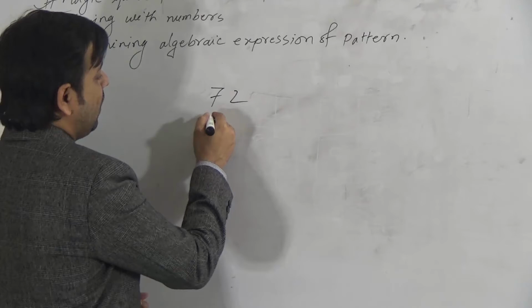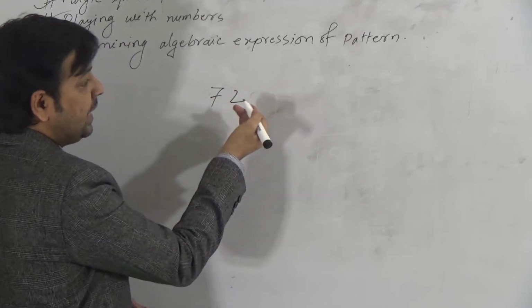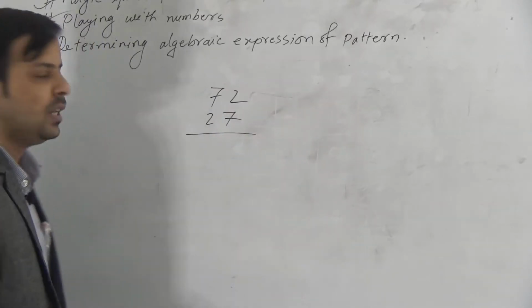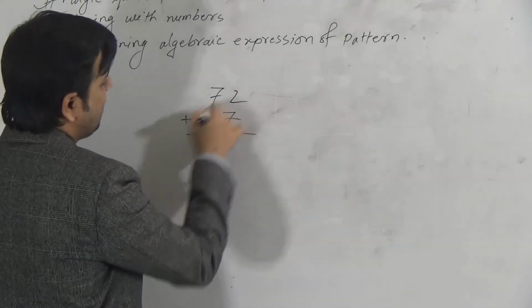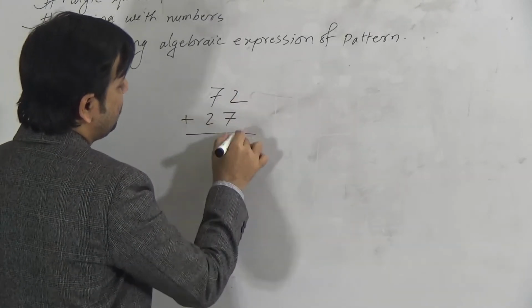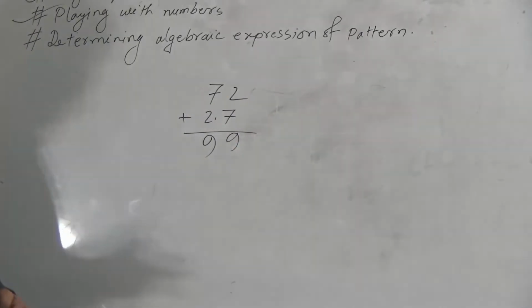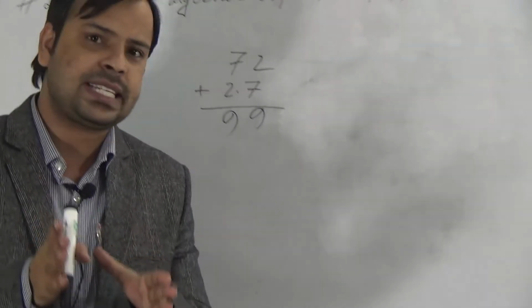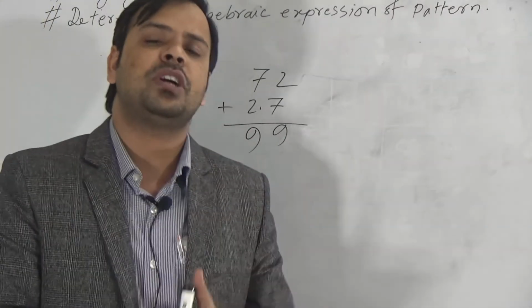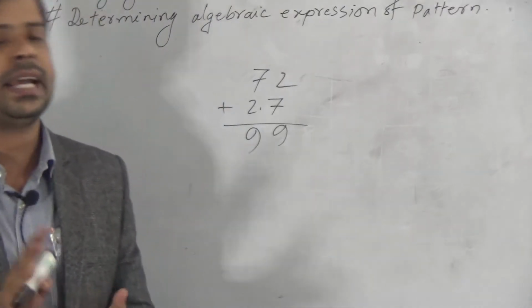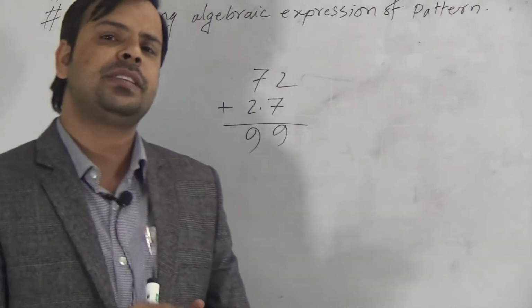Now we have to write these numbers in reverse order, 27. Now add these two. What will it be? The sum is 99. Dear students, if you take any 2-digit number and write it conversely and find the sum of the two numbers, then the sum will be divisible by 11.